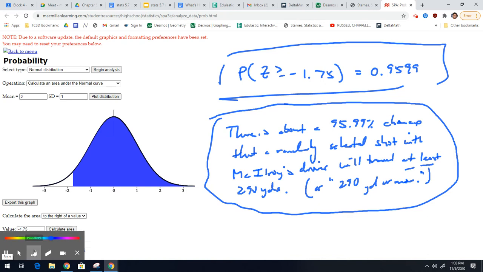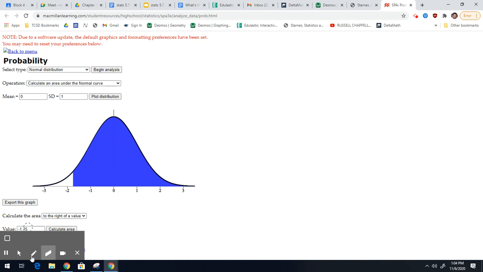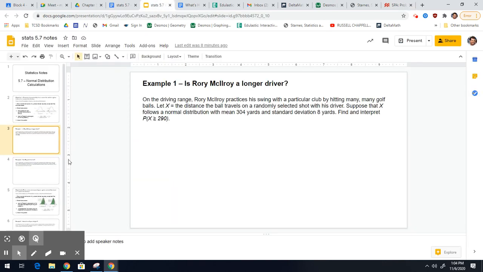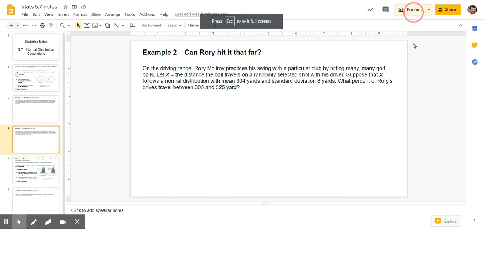So what this picture means is that this is your z value of negative 1.75, and then that is your area of 0.9599. Okay, and again, if you use the mean and standard deviation they gave you in the problem, with the 304 and the 8 yards, you would get the exact same picture. But again, we are all about standardized and the standard normal distribution. All right, cool beans. Next problem coming right away. Let's go back to our notes. Okay, it's a 2 for 1 in this objective.